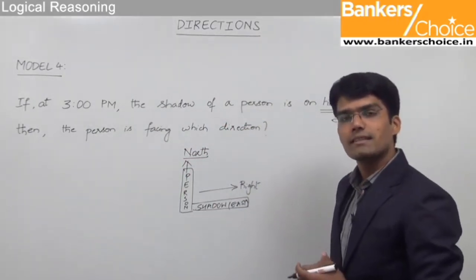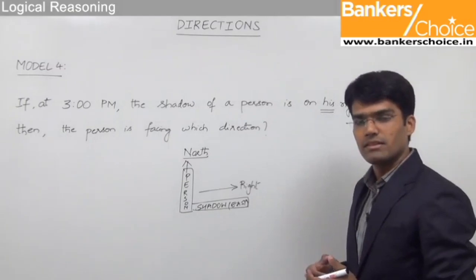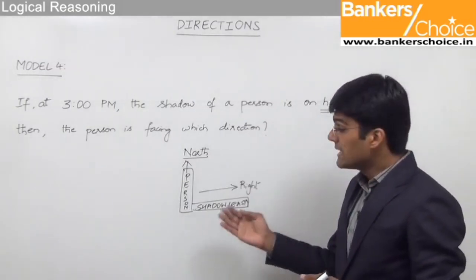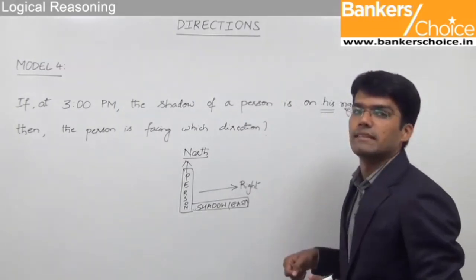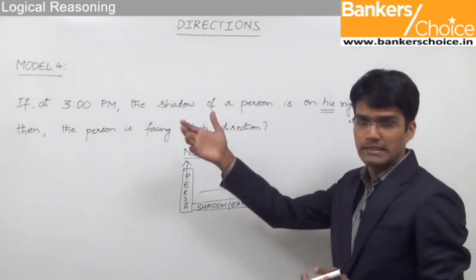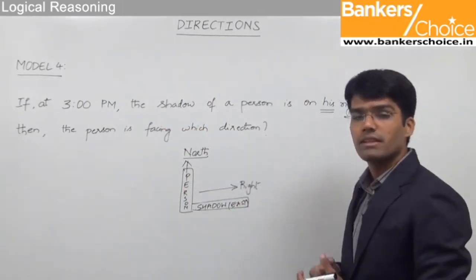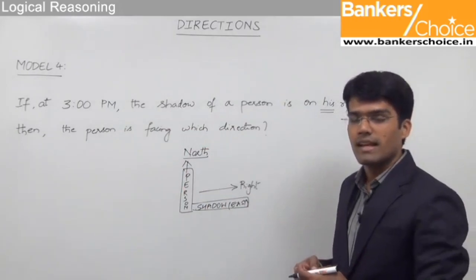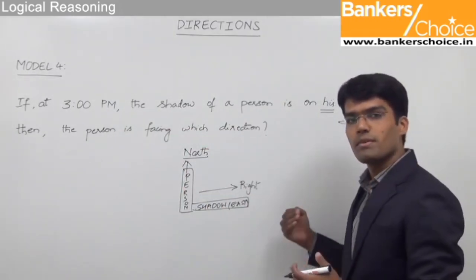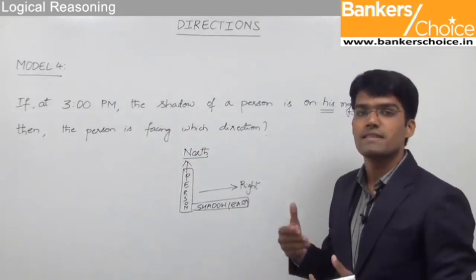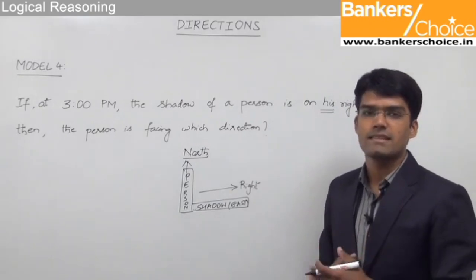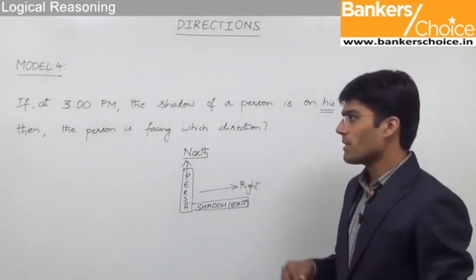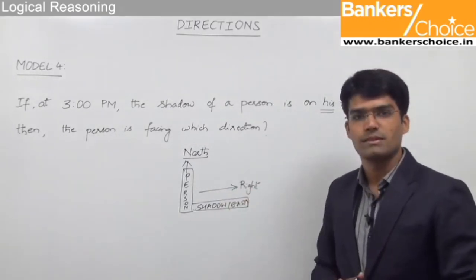Suppose it is mentioned that the shadow of the person is on the left. Therefore, we can understand that the left of the person is towards east. Why? Because afternoon at 3 p.m. the shadow is always on the east. So in that case, the left of the person is in the east. And as we have already discussed, when the left of the person is in the east, the person is facing south direction. So in that case, the answer should be south. But for the given question, the answer is north.